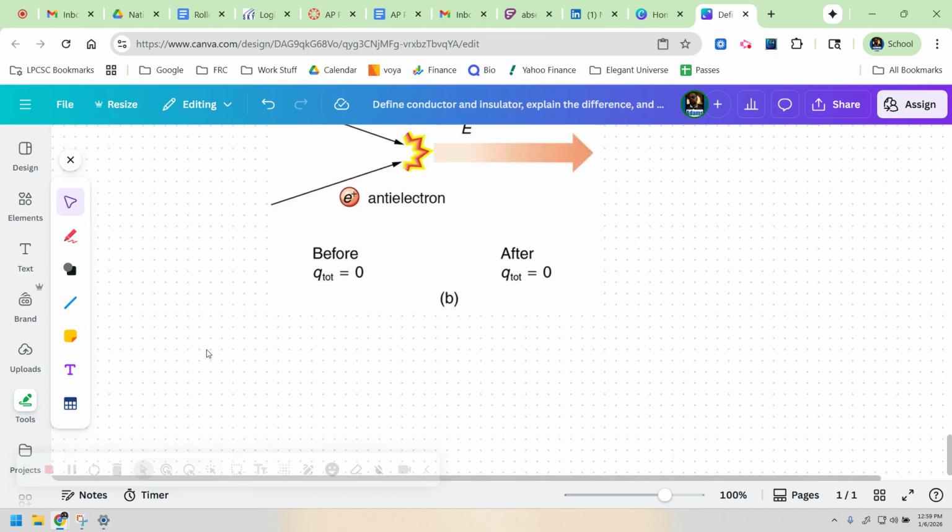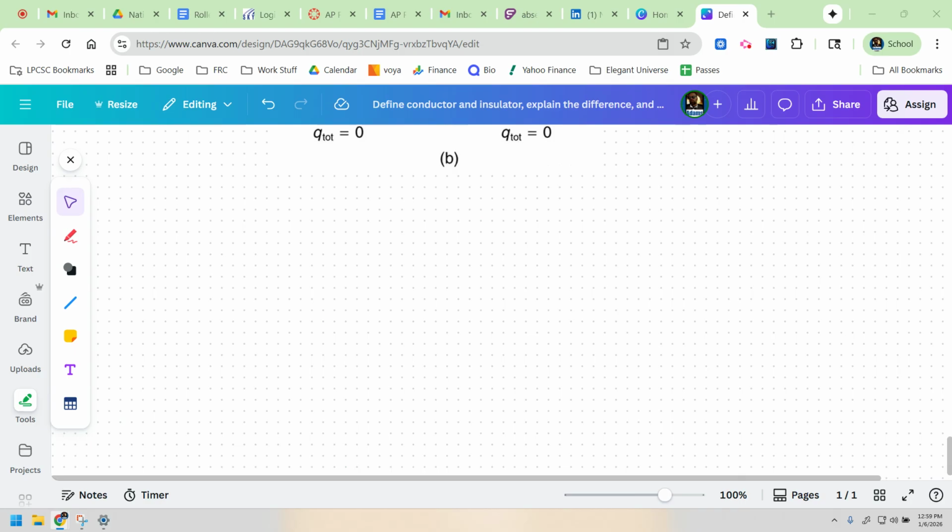So let's look at this in a little more practical sense. I'm going to do one example, and we'll try to figure this out.